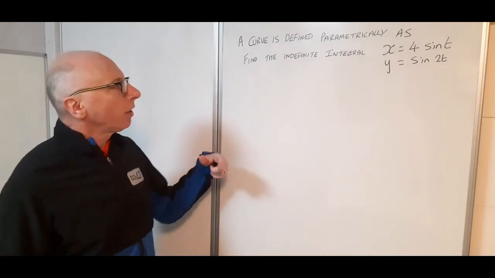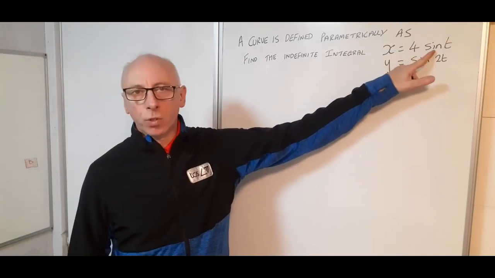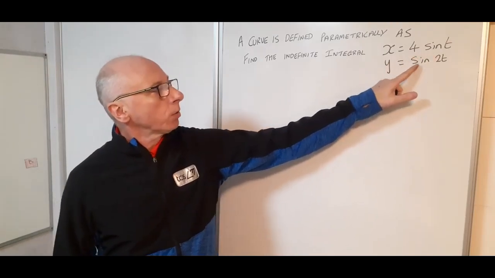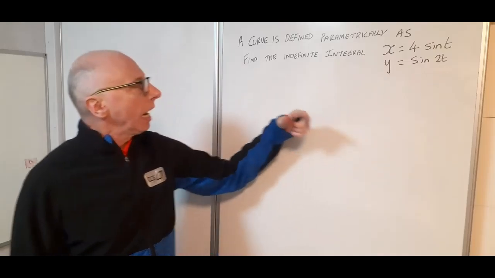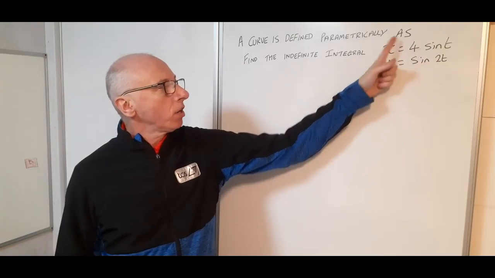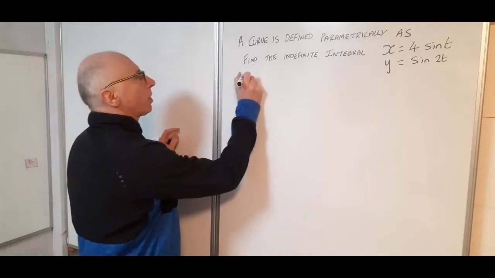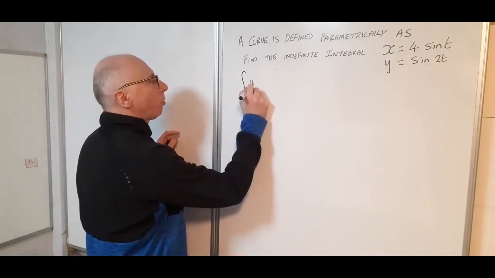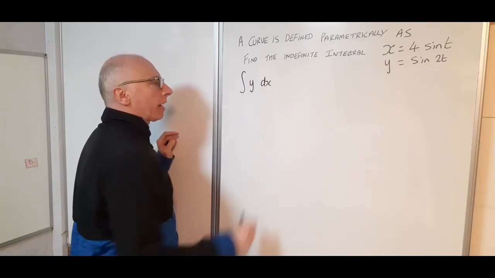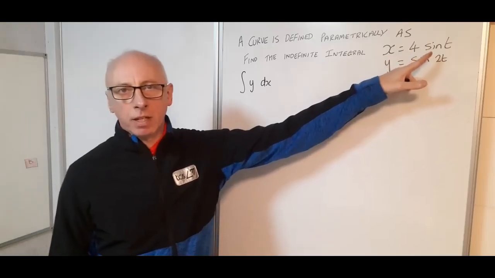So in this question, I've got the definition of a parametric curve: x equals 4 sine t and y equals sine of 2t. And I want to find the indefinite integral to represent the area under this parametric curve. So my basic integral setup for this is the integral of y dx. Now dx is with respect to t.